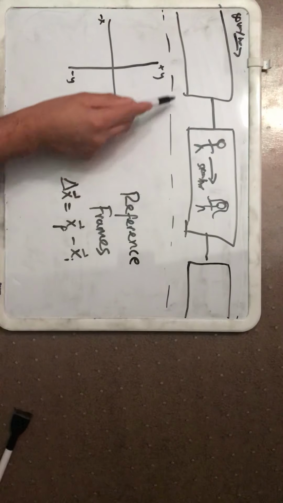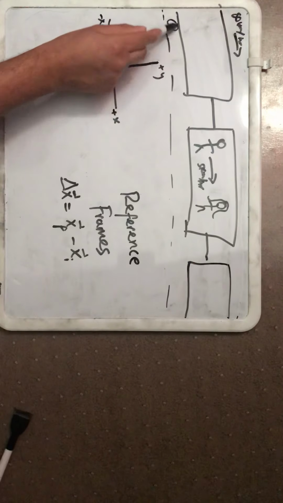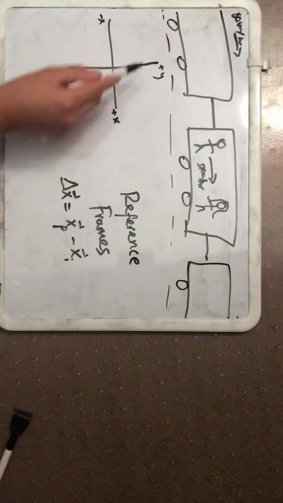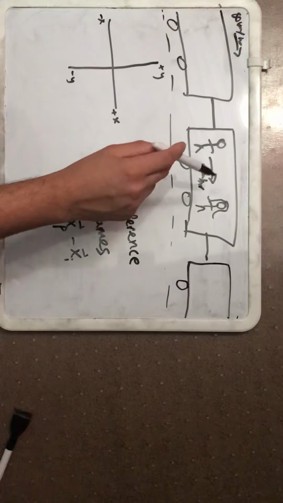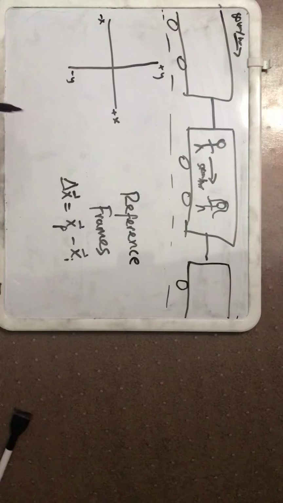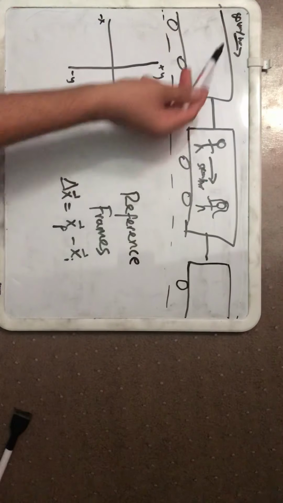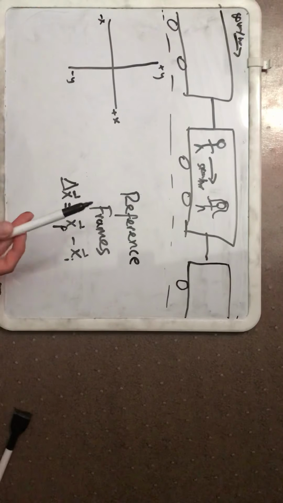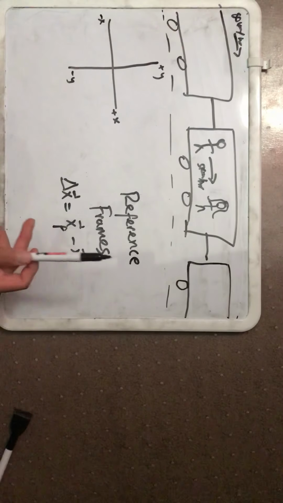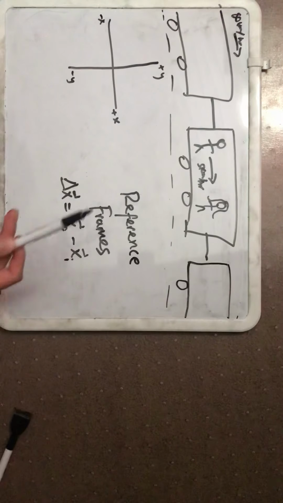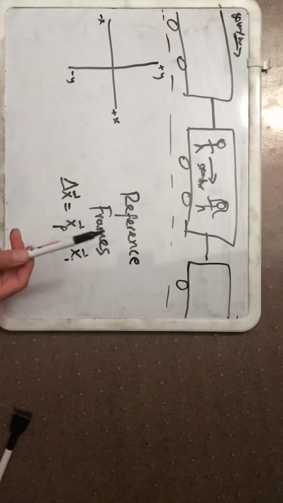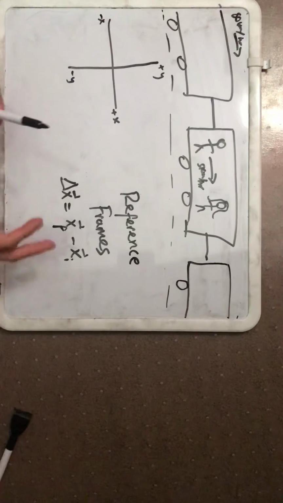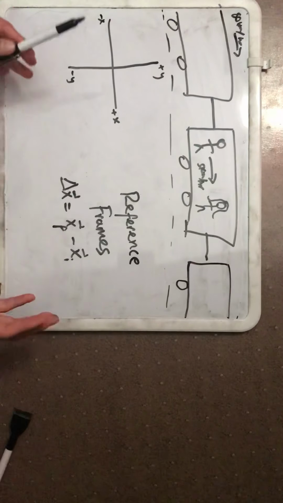But from the perspective of, say, the ground, and let me just draw some wheels here, Daniel is actually traveling at 85 kilometers per hour. I get the 85 from 5 plus 80. So Daniel is moving at 85 kilometers per hour with respect to the ground, but only 5 kilometers per hour with respect to you.